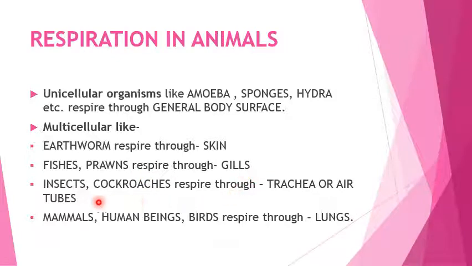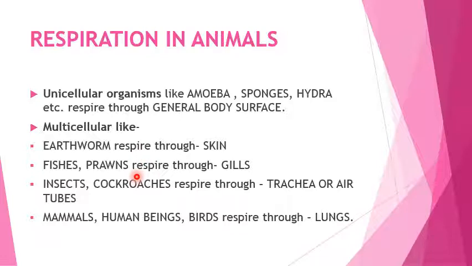Whereas insects like cockroaches respire through the trachea or the air tubes. Mammals, human beings, and birds respire through the lungs. So if the question comes, what is the respiratory organ of a human being? Then the answer is lungs. What is the respiratory organ of earthworm? Then it is skin. But here we have seen that unicellular and multicellular organisms have very specific respiratory organs.